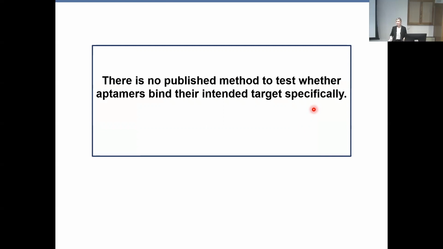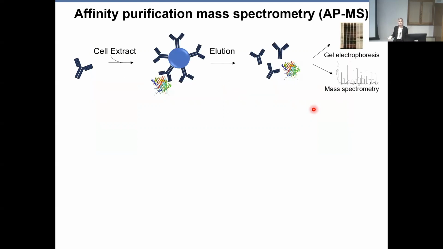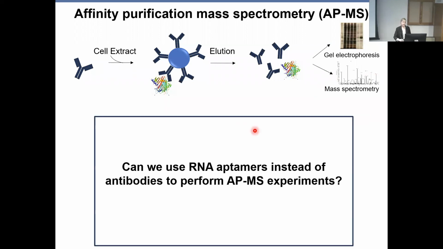So we took this problem, and what we would usually do in the HEC lab is an affinity purification mass spectrometry to identify the binding target of anything. And typically, affinity purification mass spectrometry takes an antibody specific to your protein of interest and pulls it down from a cell extract and immobilizes it on beads. And then this protein plus antibodies can be eluted from the beads, and then we can do gel electrophoresis or mass spectrometry to identify what came down. And so we asked the question, can we use RNA aptamers instead of antibodies to perform AP-MS experiments?